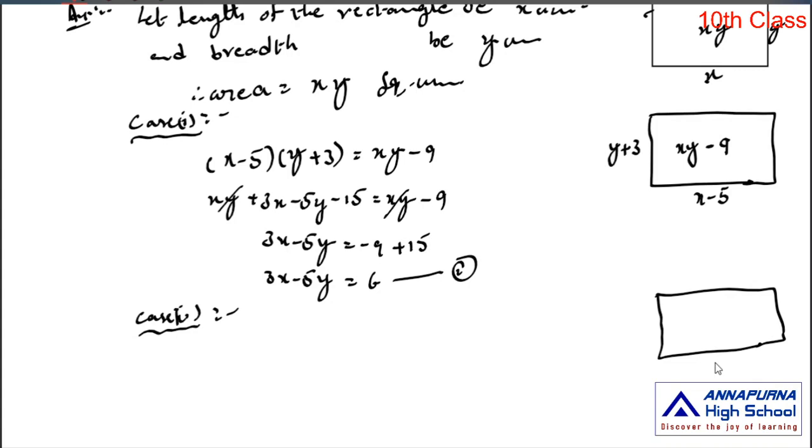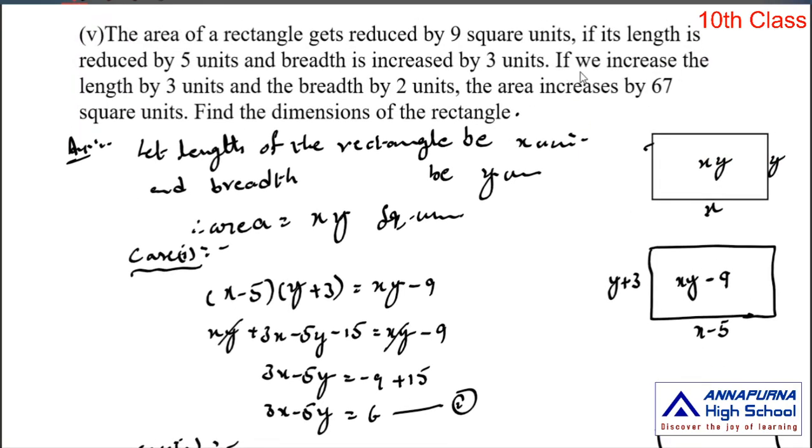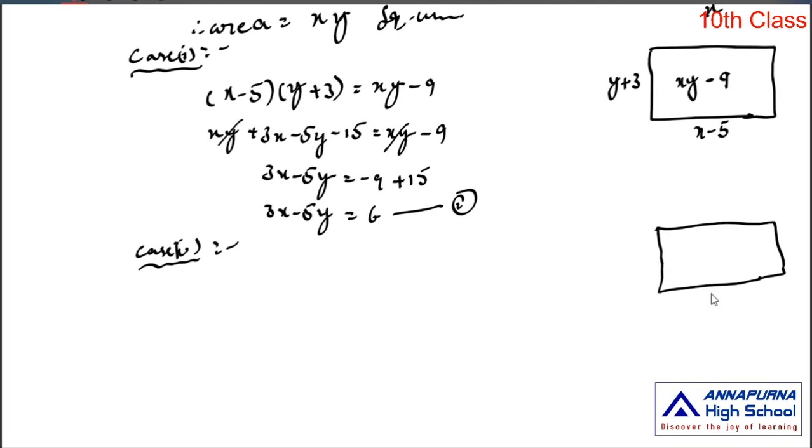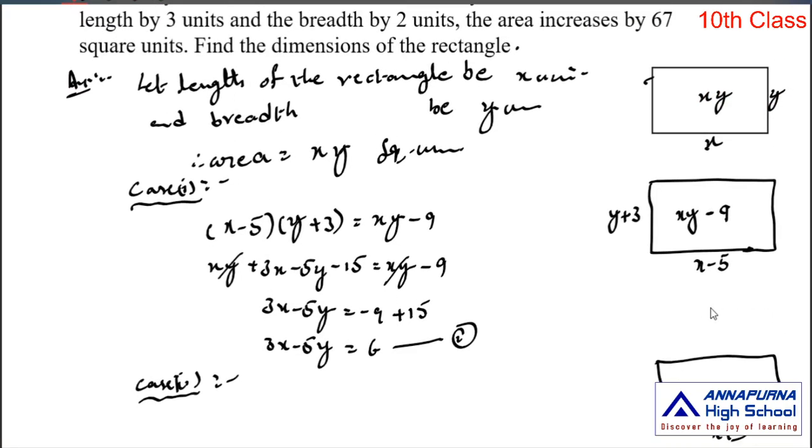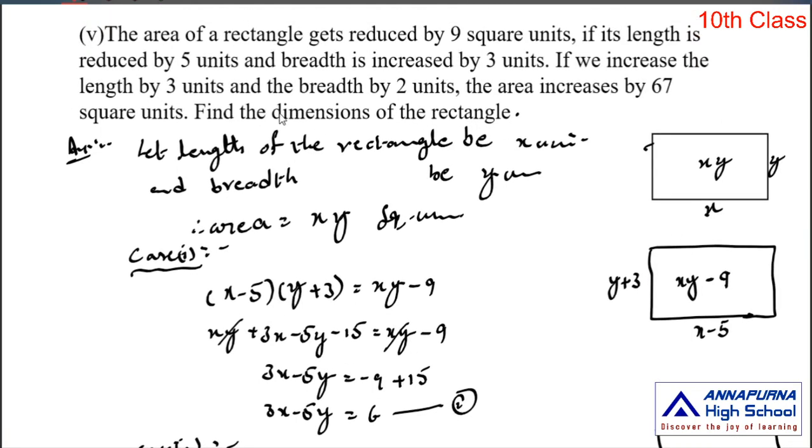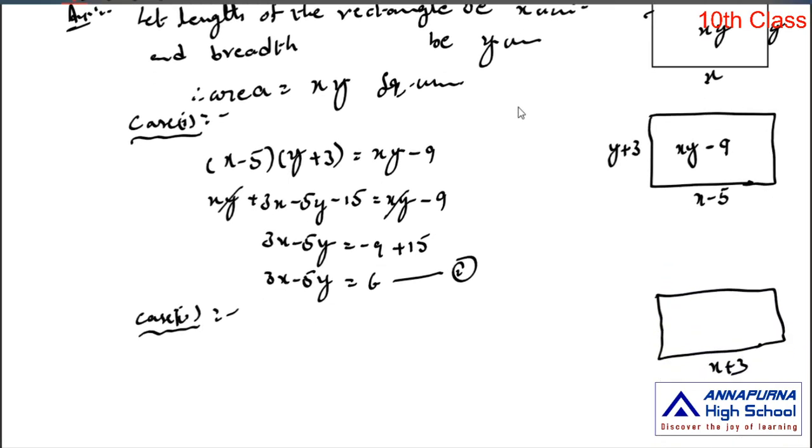So what is the length of this rectangle? In this new rectangle, we increase the length by 3 units. Original length is x. So if you increase it by 3 units, then the new length is x plus 3 units. And the original breadth is y. And if you increase the breadth by 2 units, then the new breadth is y plus 2.